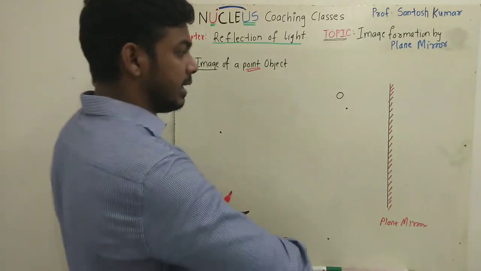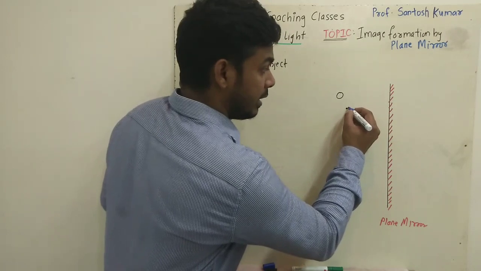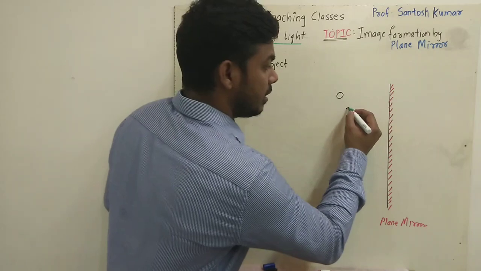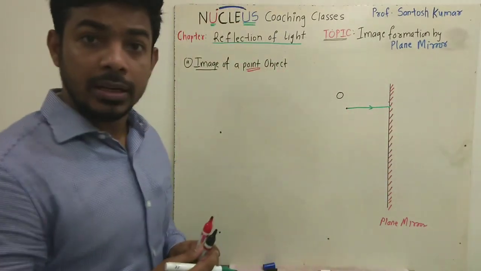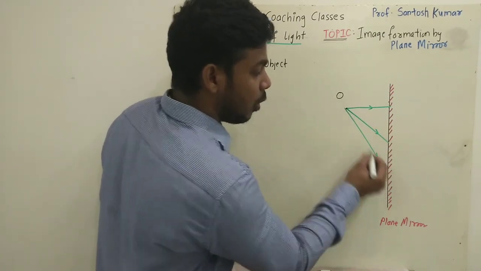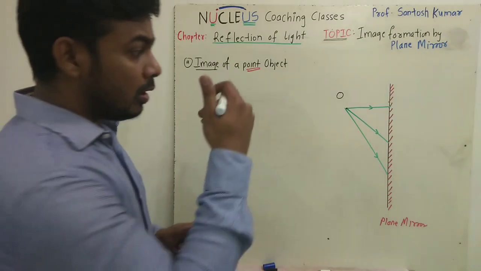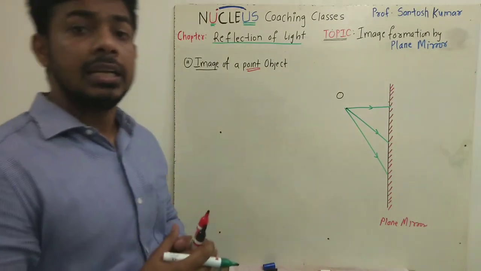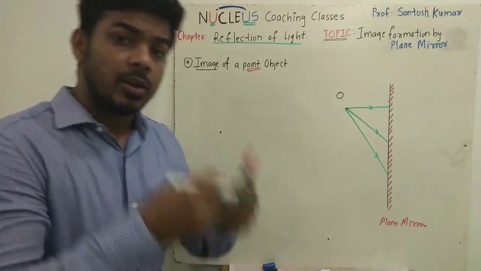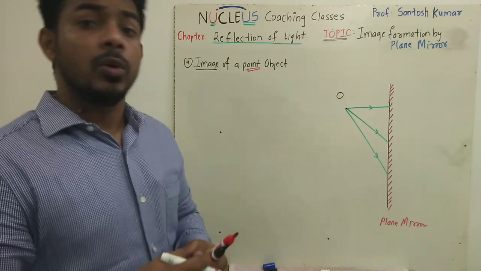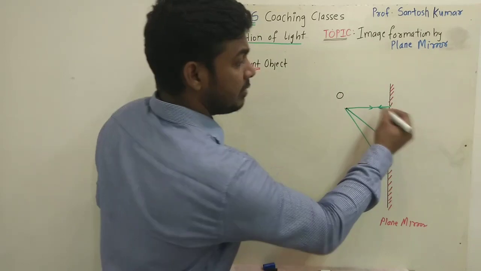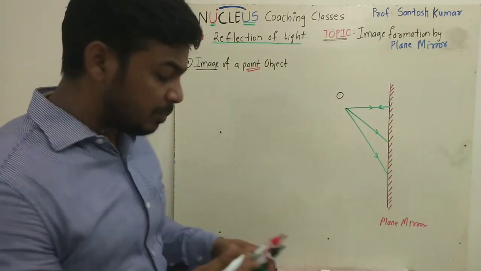In this case, I will consider one of the rays purposely incident on the mirror normally. The other rays I will consider incident obliquely on the mirror, right? Obeying the laws of reflection, I will try to get the reflected rays, and the point where the reflected rays meet or appear to meet is the location of the image. What if the ray is incident normally? Can I say if the ray is incident normally, it will get reflected along the same path?